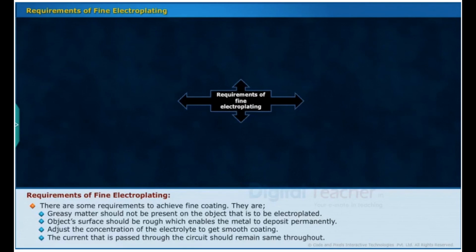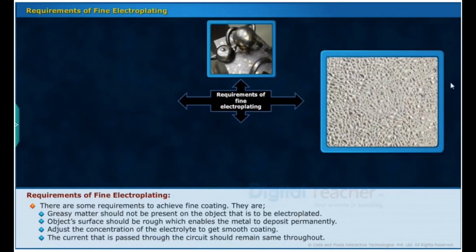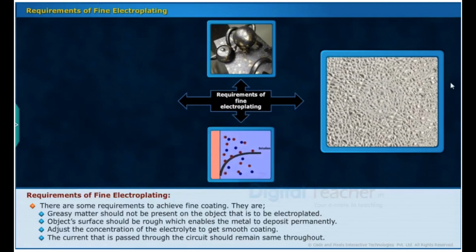They are: greasy matter should not be present on the object that is to be electroplated. Object surface should be rough, which enables the metal to deposit permanently. Adjust the concentration of the electrolyte to get smooth coating. The current that is passed through the circuit should remain the same throughout.